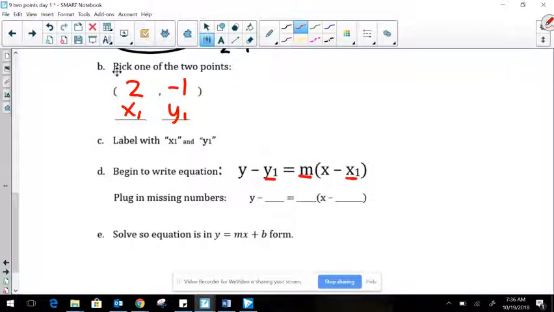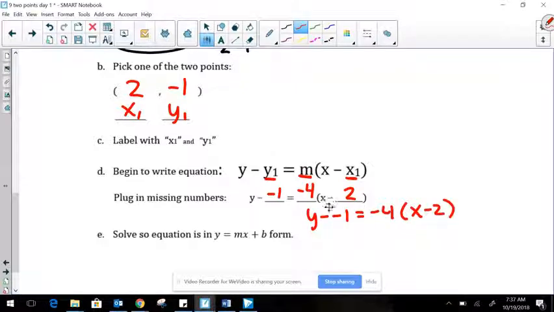Okay, so my slope, I found that was negative 4. That was part A. My x1, I labeled right here as 2. So x minus 2. Then I have my y1 is negative 1. So y minus a negative 1. I'm going to write this out in my own writing. So I have y minus the negative 1 is equal to negative 4 times x minus 2.